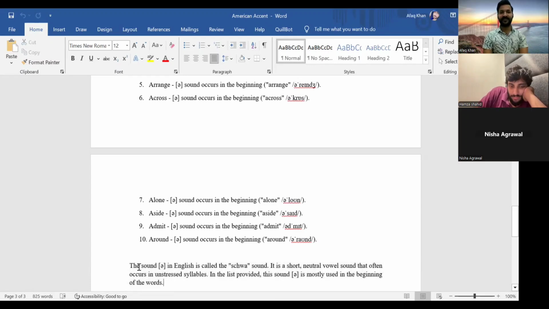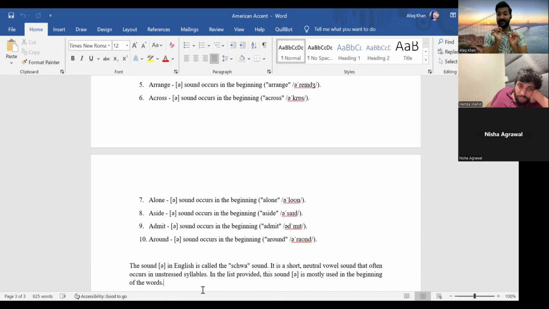The sound schwa in English is called the schwa sound. It is a short, neutral vowel sound that often occurs in unstressed syllables. In the list provided, this sound schwa is mostly used in the beginning of the words.